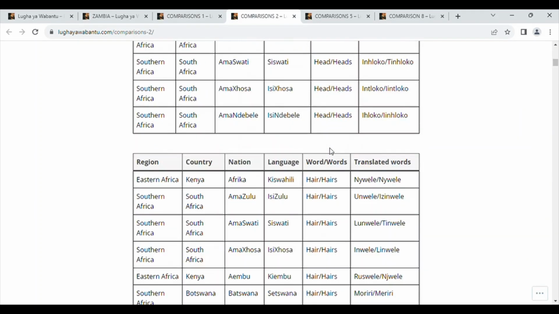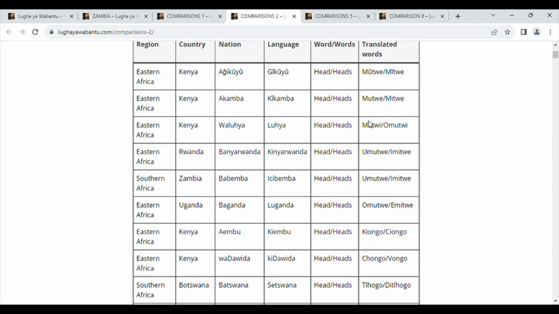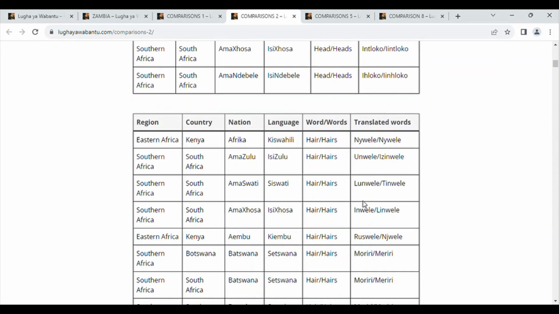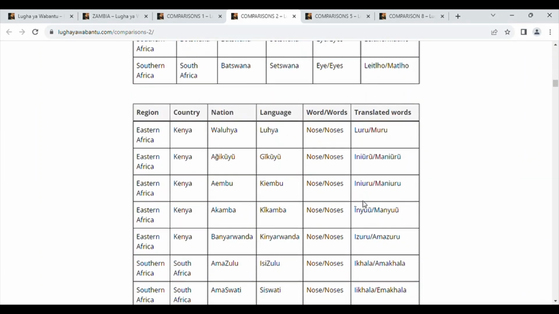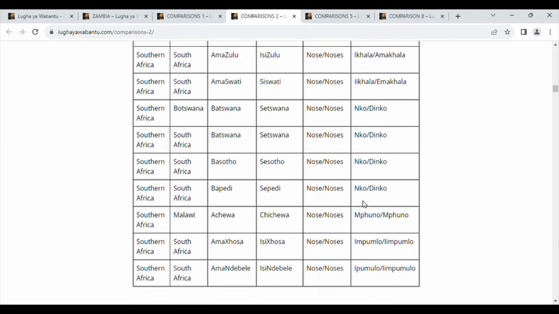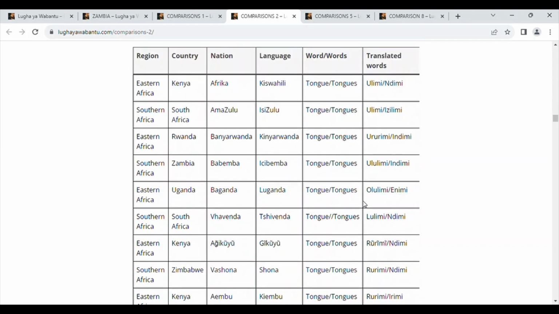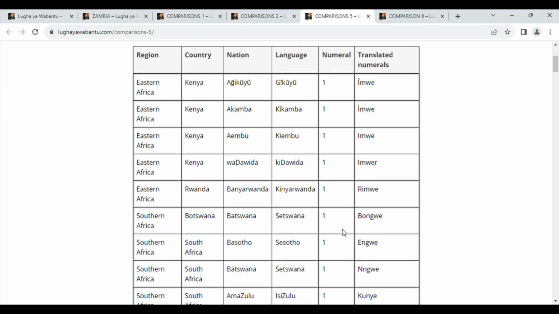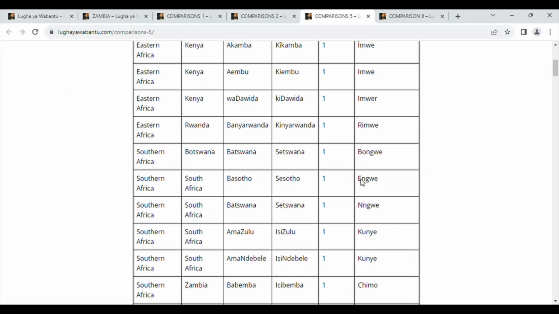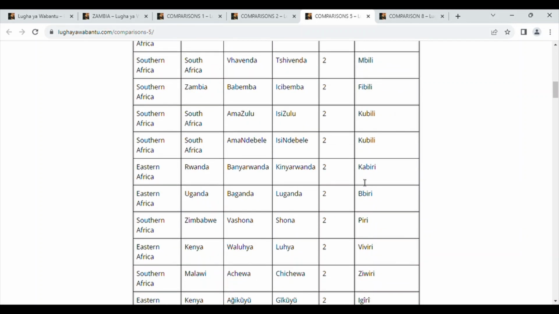Same case, as you can see, in comparison to the parts of the body, there are similarities. You can feel free to pause the video where you want, because I'm just skimming, and I'll also add a link to the website. And then you can see the same thing, the similarities with the numbers.